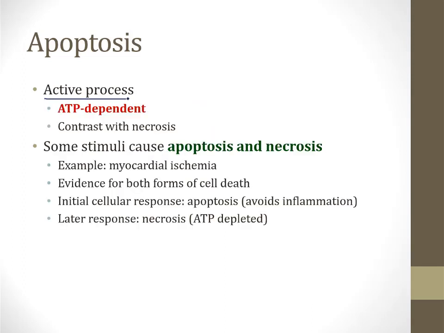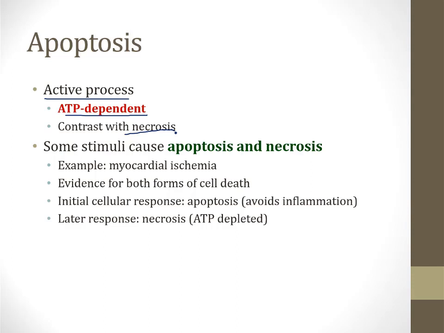Apoptosis is an active process. It is ATP dependent. It requires an energy investment by the cell. And this is in contrast with necrosis, which does not require energy. The idea here is that in apoptosis, the cell uses its energy so it can die in an orderly way and preserve the overall organism. In contrast, necrosis is where a cell dies in a disorderly way. This leads to inflammation and often damages surrounding tissue.